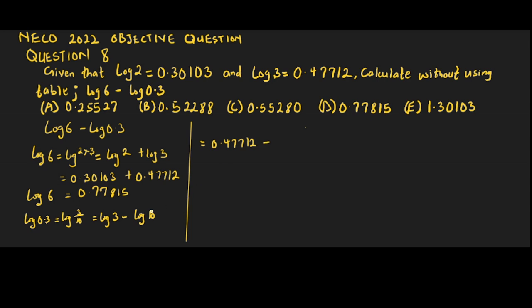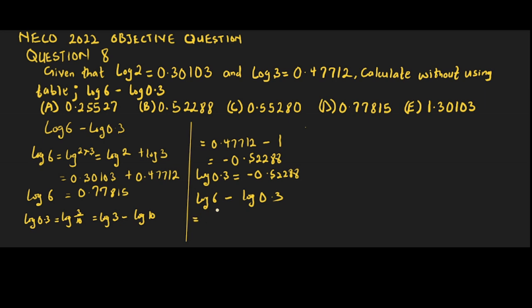0.47712 minus log 10. Yeah, log 10 is equal to 1 because this is log 10 to base 10, and any log to its base is equal to 1. This is 1. So by the time we subtract, 0.47712 minus 1, here we are going to have minus 0.52288. That means log 0.3 is equal to minus 0.52288.